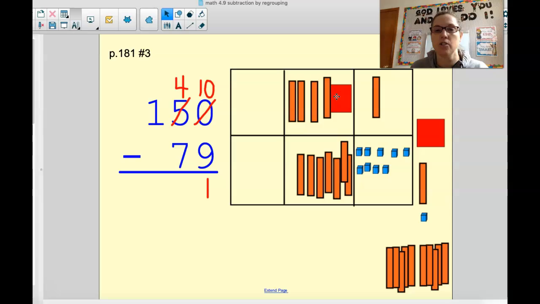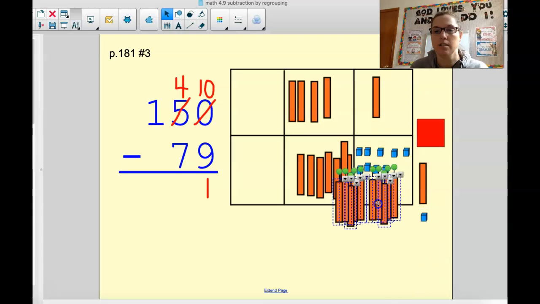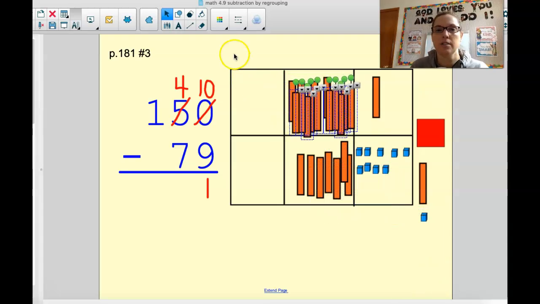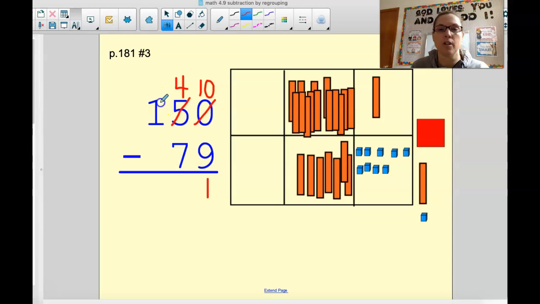So I'm going to exchange our group of 100 for our 10 tens because that's the same thing. So now to show in writing, we took away our group of 100. So we have 0 in the hundreds place, and we brought it into the tens place. So now instead of 4 tens, we have 14 tens. So we just put a 1 in front of the 4 to show 14 tens. Now we can subtract. 14, take away 7, write it. 14 minus 7 is 7.